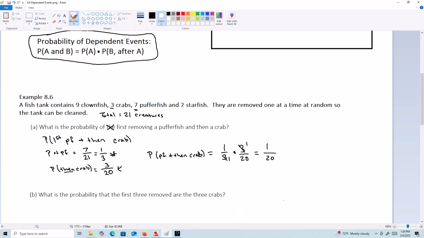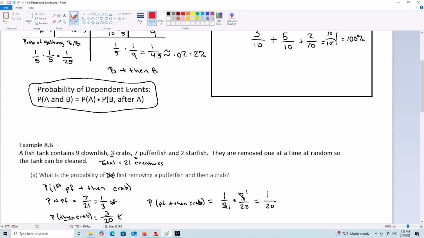All right, moving on to what is the probability that the first 3 removed are the 3 crabs. I'm going to switch to a different color. All right, so I want the probability of getting a crab and then a crab and then a crab. This seems very unlikely to me. So let's find out how it goes.